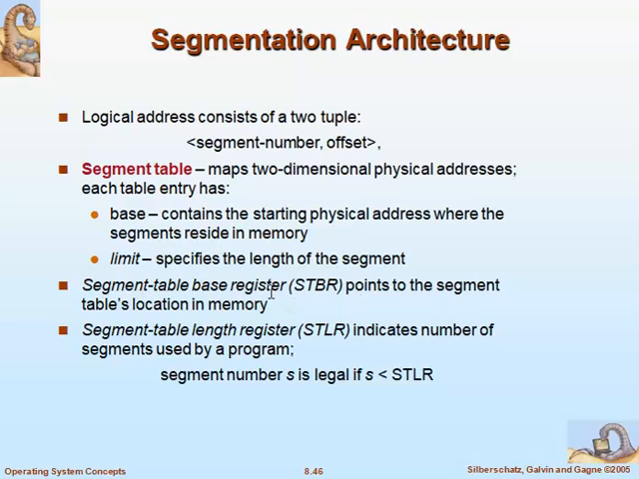So the segment table base register will give the starting location where the segment table starts, and the segment table length register, STLR, indicates the number of segments used by a program. The base register gives the starting address of the segment table, and the STLR indicates how many segments are used by the program. That information will be stored here.